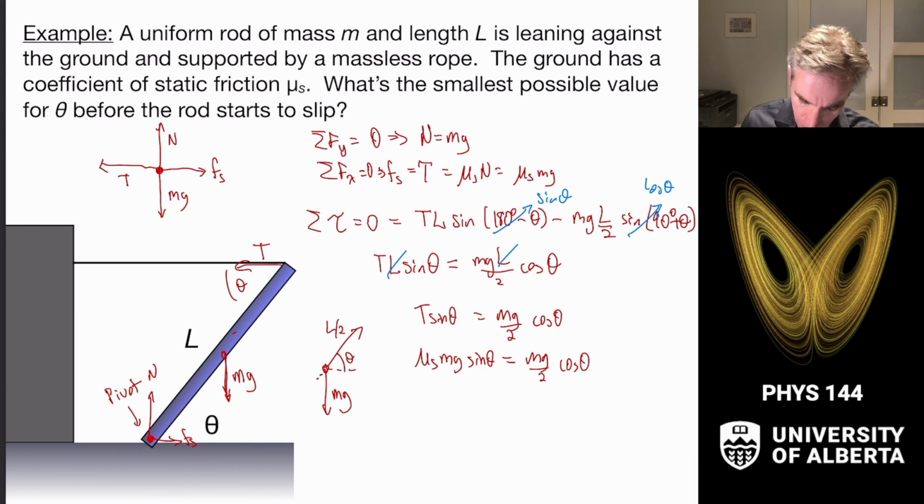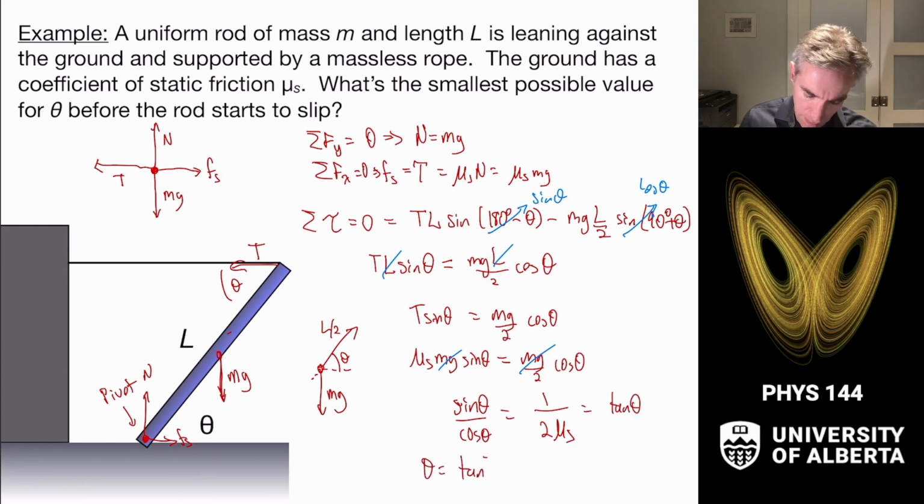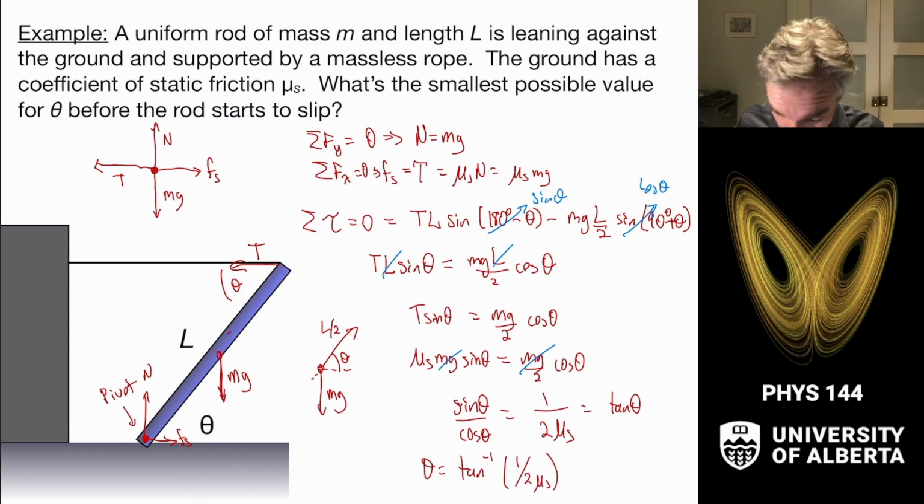Oh, look at this. Those mg's go away, cancel those. And then we can get a trig solution: dividing by cos theta gives us sine theta over cos theta equal to 1 over 2 μs. And sine theta over cos theta is tan theta. So that means that theta is the arctangent, tan minus 1, of 1 divided by 2 μs. Okay, it's pretty cool. All right, so that's an example of another statics problem that we can kind of pick apart and solve.